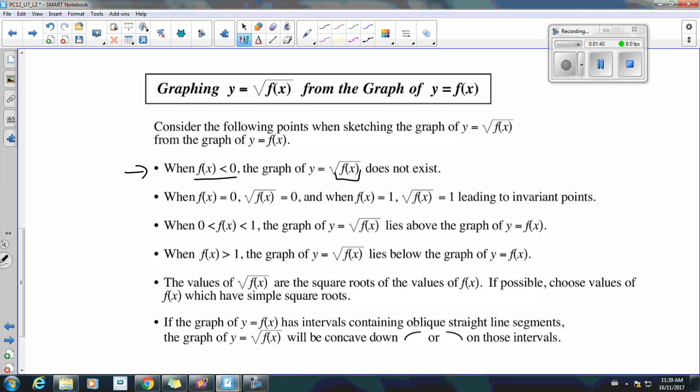so therefore this graph doesn't exist. Then we have sets of invariant points, and these are kind of the key to giving these sketches. We know that the square root of 0 is 0, and the square root of 1 is 1. So what this means is when f of x is 0, the square root of f of x will also be 0. And when f of x is equal to 1, the square root of f of x will also be 1. These help us because we oftentimes will start by plotting these invariant points, and then it's kind of a game of connect the dots once we know where our domain and range is.